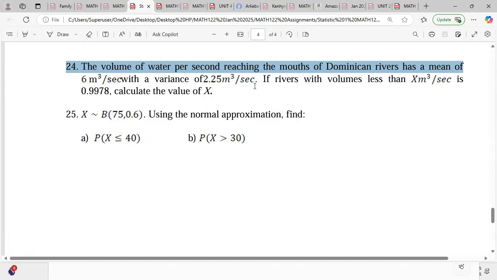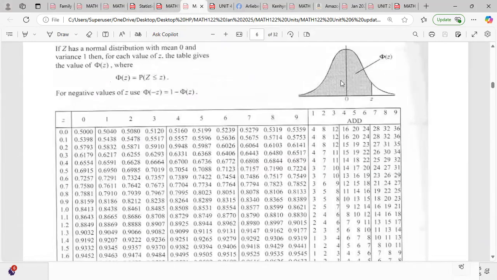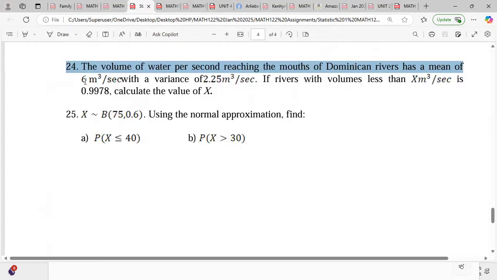So I repeat, it says if the rivers with less than, meaning you've got to shade towards the left, and you've got to shade a probability value which is more than 0.5, 0.99. So if you have to shade towards the left, a probability value which is more than 0.5, you must start on the right side of the mean. Okay? So this will be a positive z value. So your x value now will be greater than the mean. Your final answer should be greater than 6. Okay, because the x will be on the right side of 6.